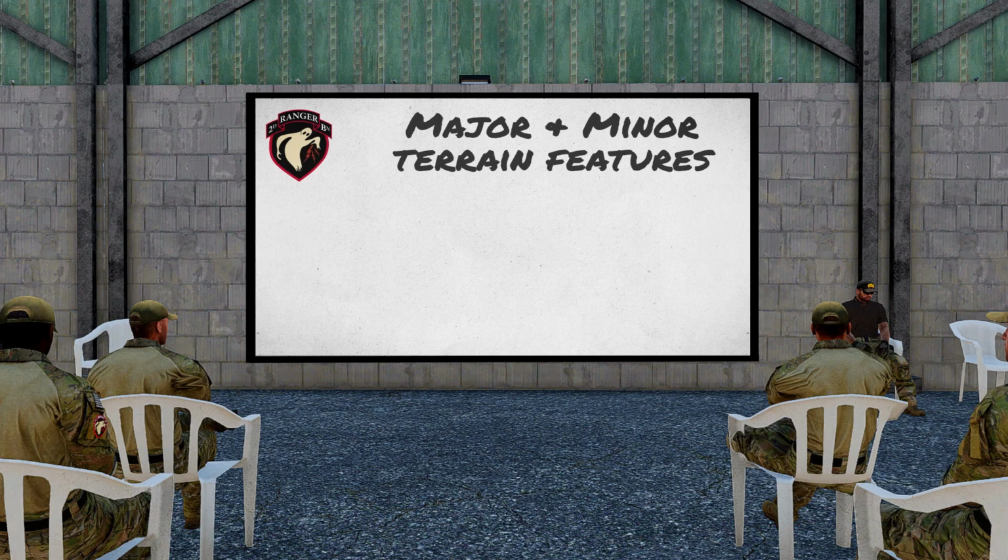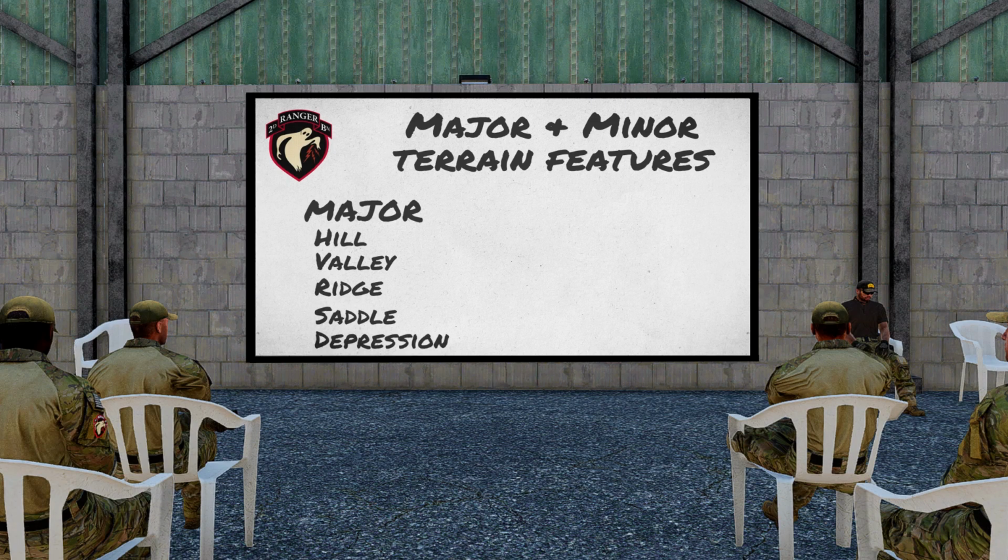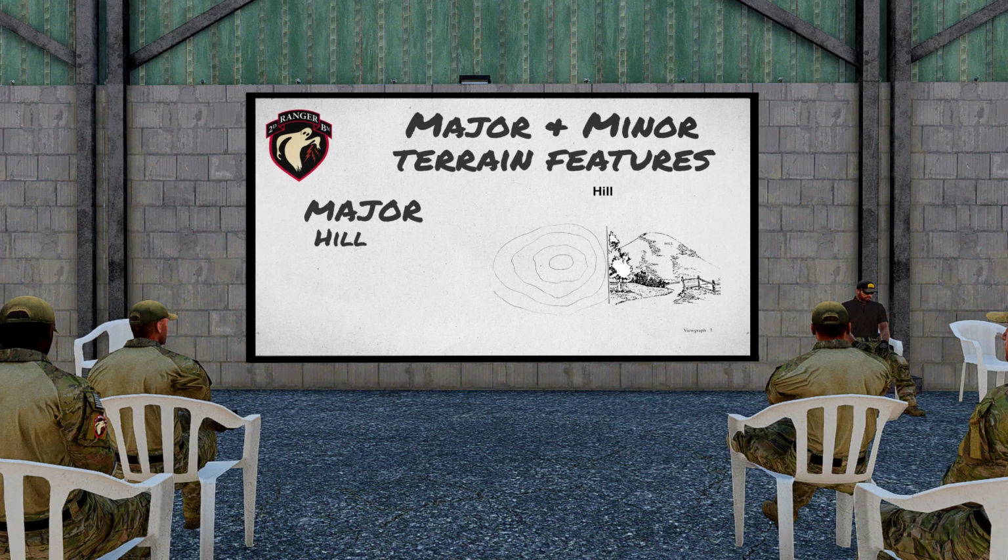Terrain features can be separated into two categories: major and minor features. The five major terrain features are hills, valleys, ridges, saddles, and depressions. A hill is a point or small area of high ground. When you are on a hilltop, the ground slopes down in all directions.